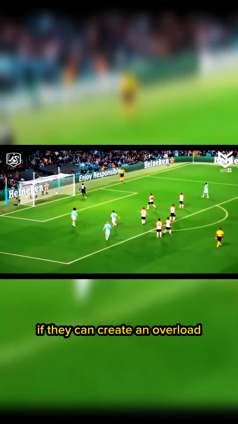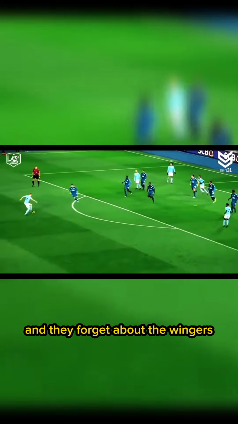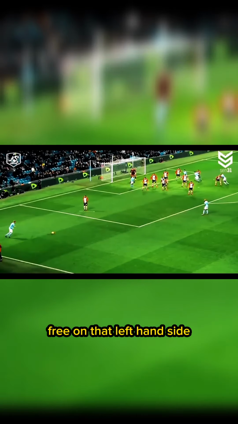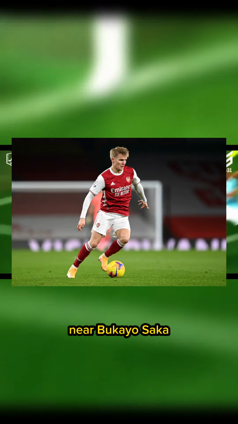If they can create an overload and create space and draw you out, because remember, a 10 really is someone who is great at causing the opposition to be so focused on them, and they forget about the wingers, forget about the strikers. So this is why, like, we saw Arsenal play against Chelsea yesterday, how much time did we see Martinelli free on that left hand side? Because Odegaard usually takes up the wide position on the right hand side near Bukayo Saka.